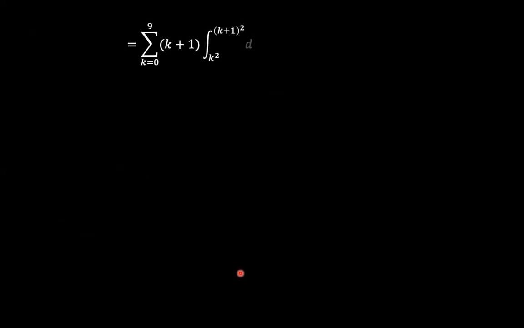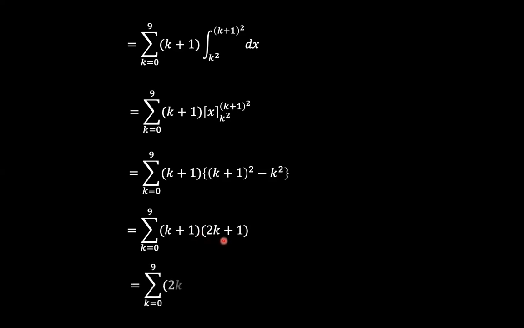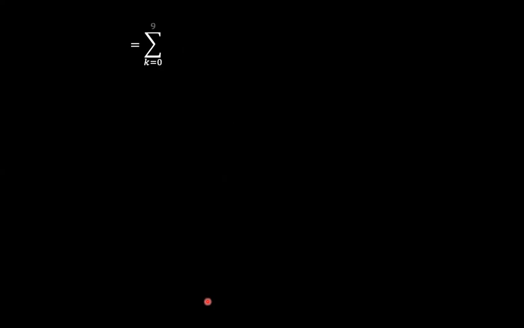So the integration now becomes, obviously, the integral of 1 is x, from k squared to (k plus 1) squared. Now, when you substitute in the limits, (k plus 1) squared minus k squared is 2k plus 1. And so we have k plus 1 times 2k plus 1 under the summation sign. That means we now have the summation from k equals 0 to k equals 9 of 2k squared plus 3k plus 1, which is as shown there.